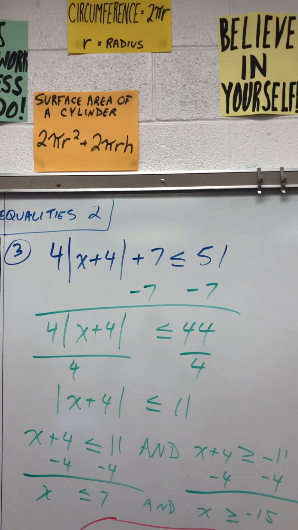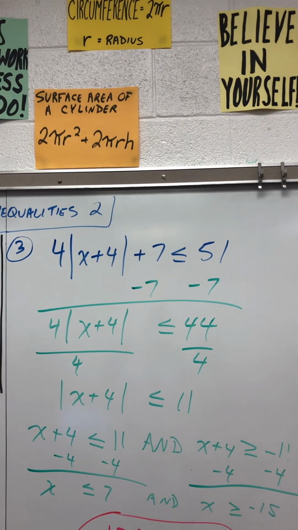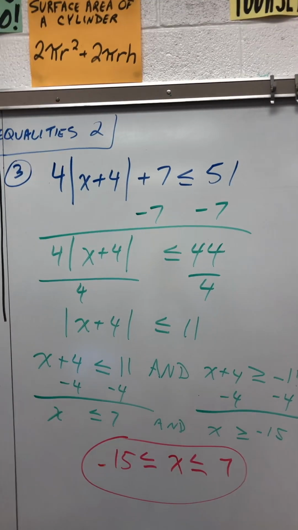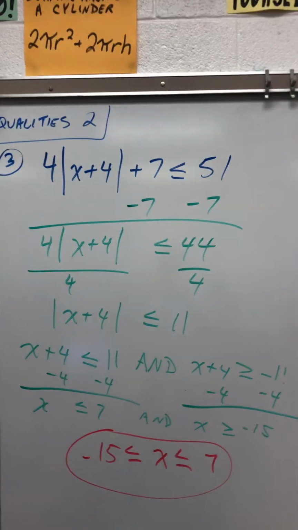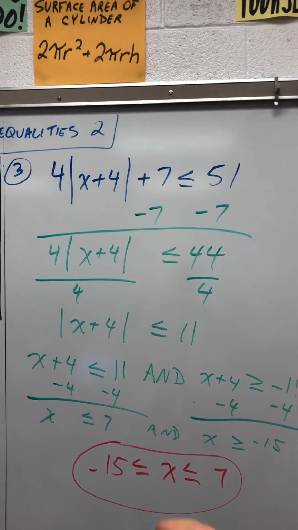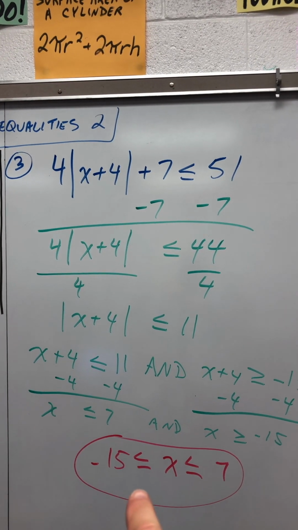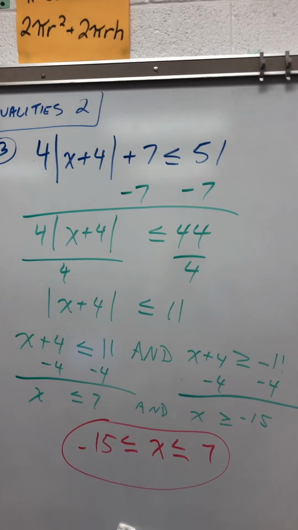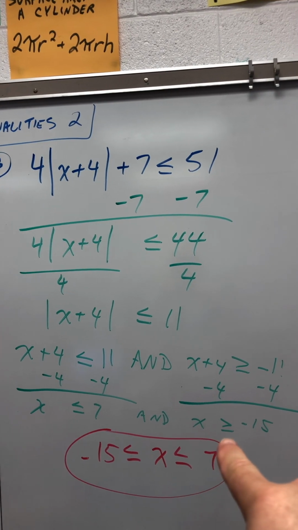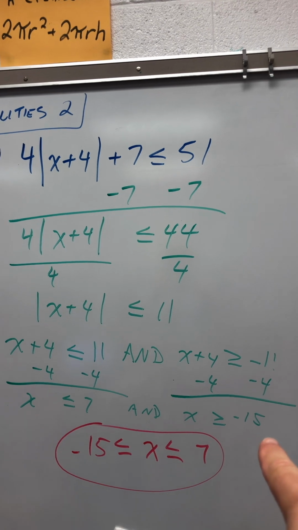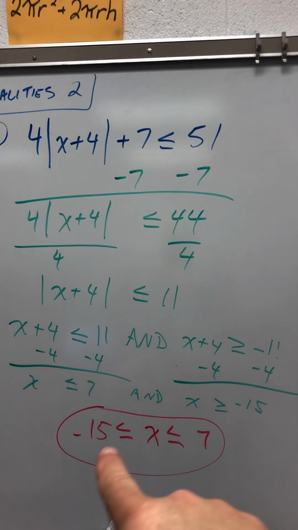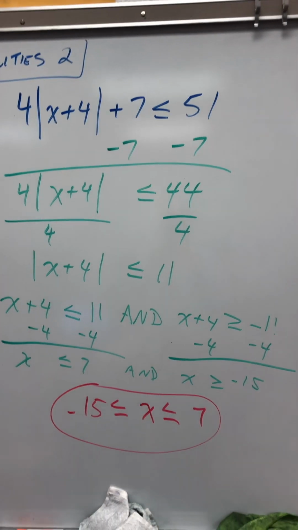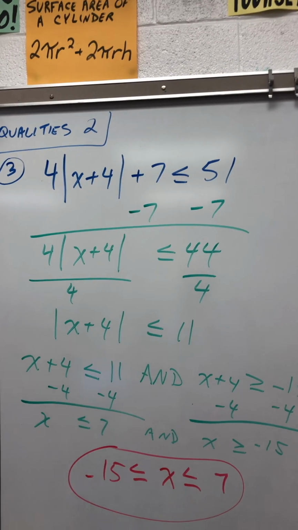Now, x is in between those two numbers, so you put negative 15 first and 7 last, and you put x in the middle. Notice how you write this. You do negative 15 less than or equal to x less than or equal to 7. Okay? Even though x is greater than or equal to negative 15, we flip it around and say negative 15 is less than or equal to x. And x is less than or equal to 7. Okay?